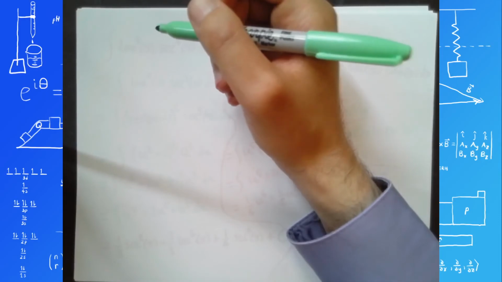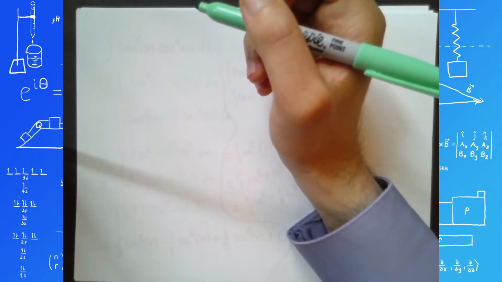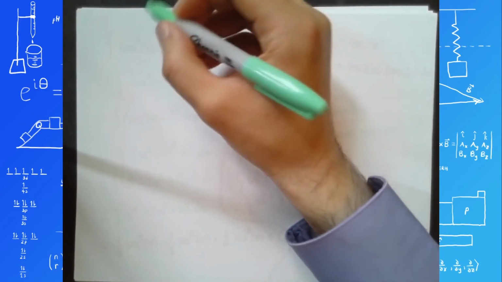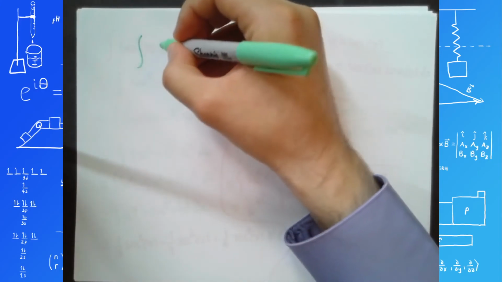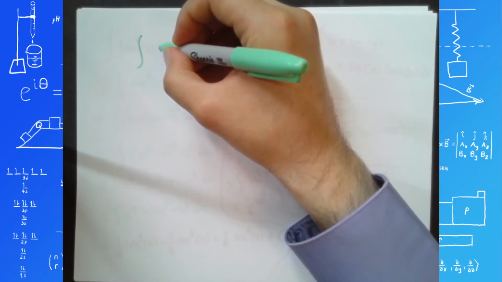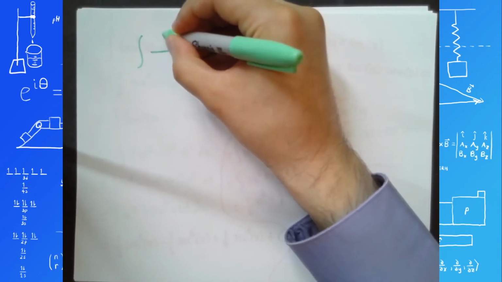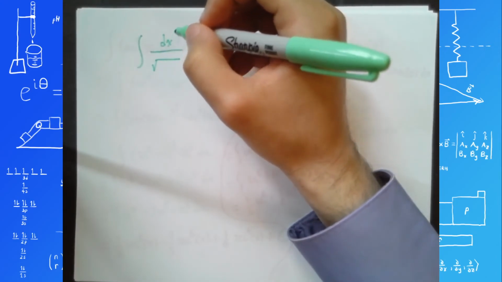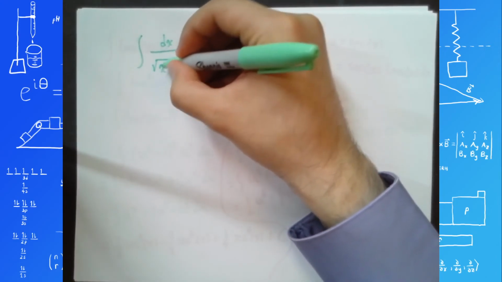Let's see. Trig substitution examples. So here they want us to evaluate a bunch of integrals. So let's start with a classic. We've got the integral of dx over the square root of x squared plus 16.